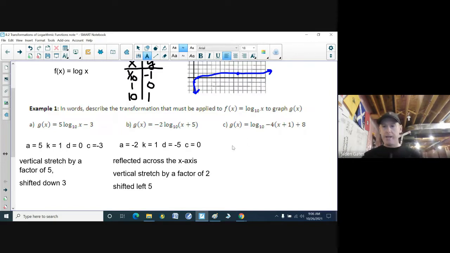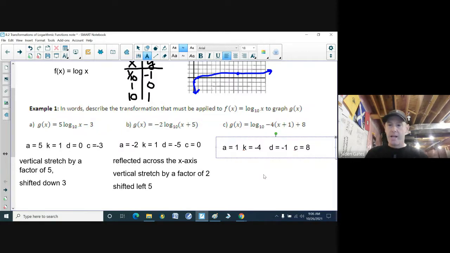There we go. Let's try C. Again, I'm trying to mix it up here, a bunch of different things. Is there an a value out front? I don't see it, so it is just a 1. We do have a k value equal to -4. For the d value inside, it always looks the opposite, so that's a -1. And our c value is an 8.